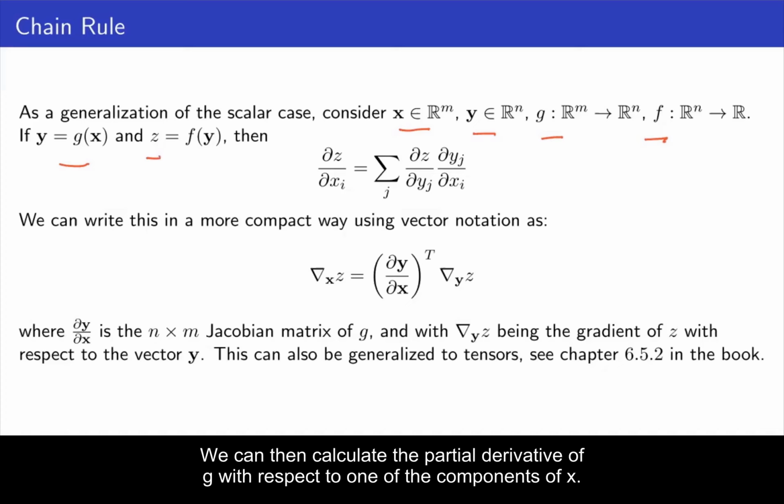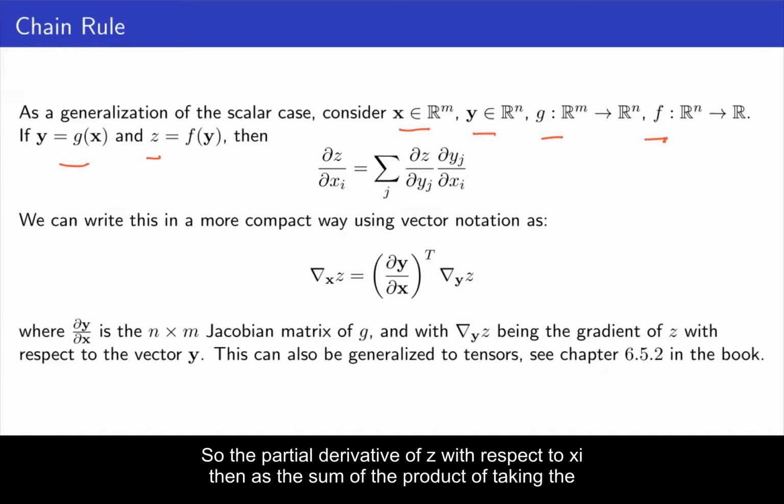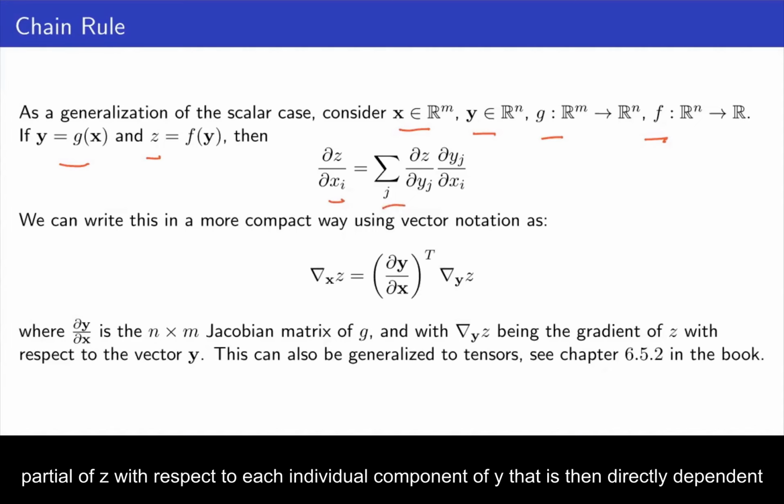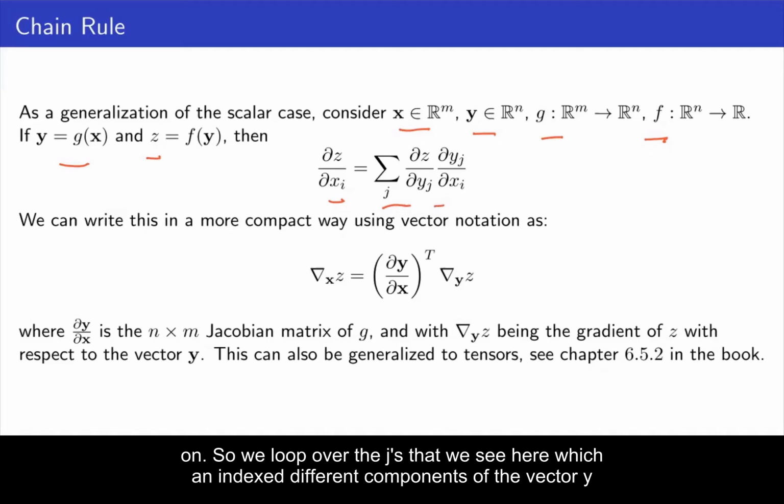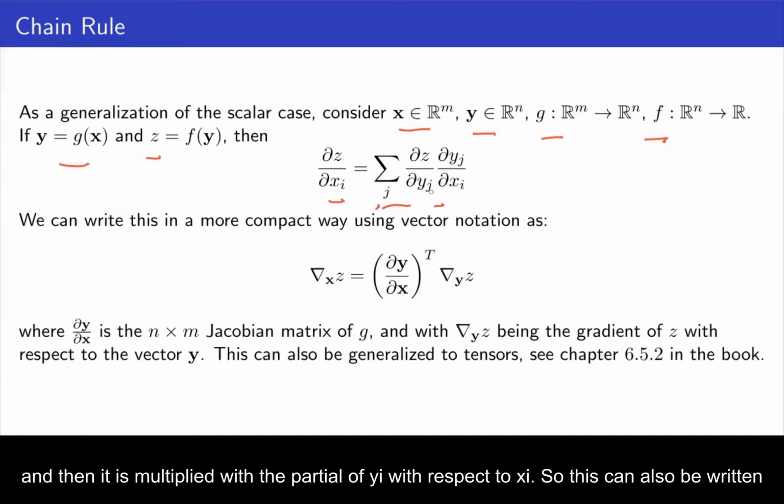We can then calculate the partial derivative of z with respect to one of the components of x, x_i, as the sum of the products of the partial of z with respect to each individual component of y, which it is directly dependent on. So we loop over the j's that index the different components of the vector y, and each is multiplied with the partial of y_j with respect to x_i.